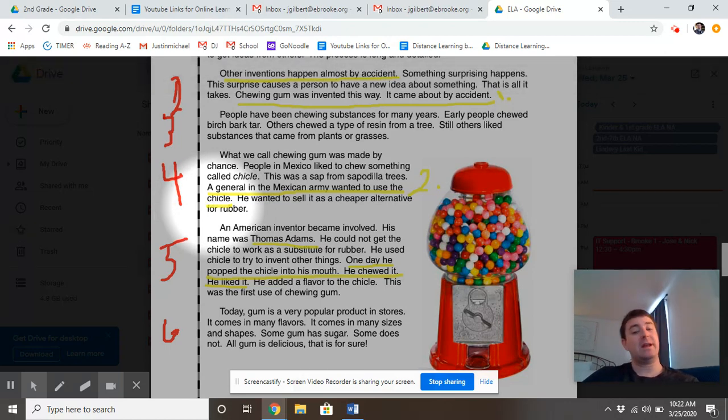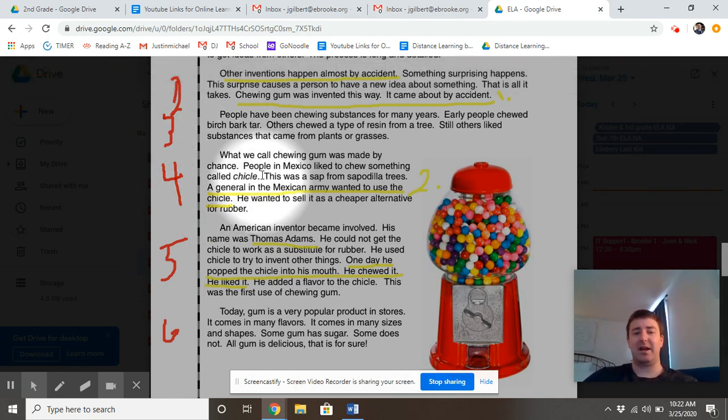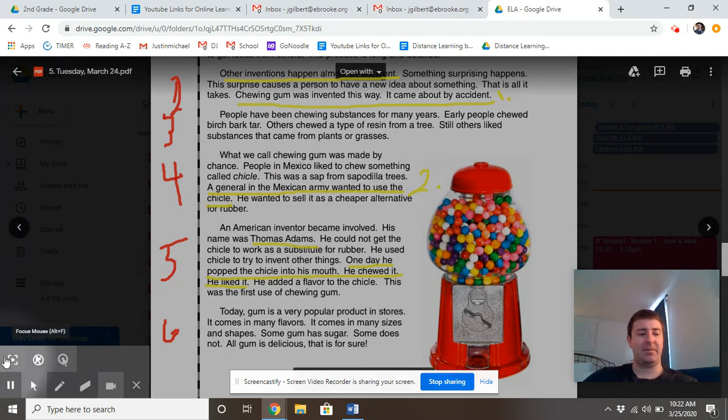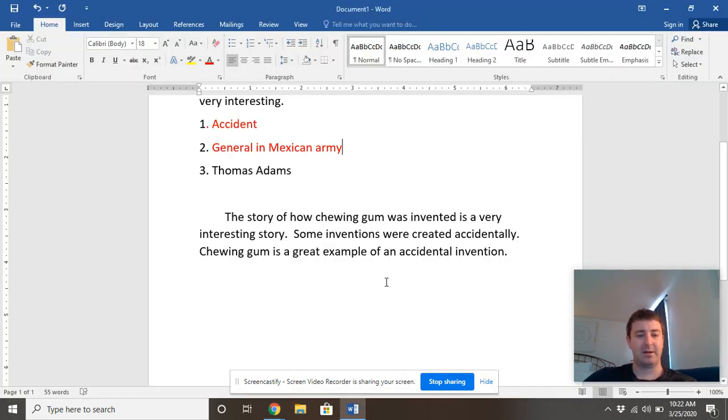Now, could we just go and write about the general in the Mexican army and using chicle? Absolutely. But I think explaining what chicle is also an important thing here. So let's give a little bit of background knowledge to our reader when they're reading our passage here. So let's go ahead and pull up our writing again.